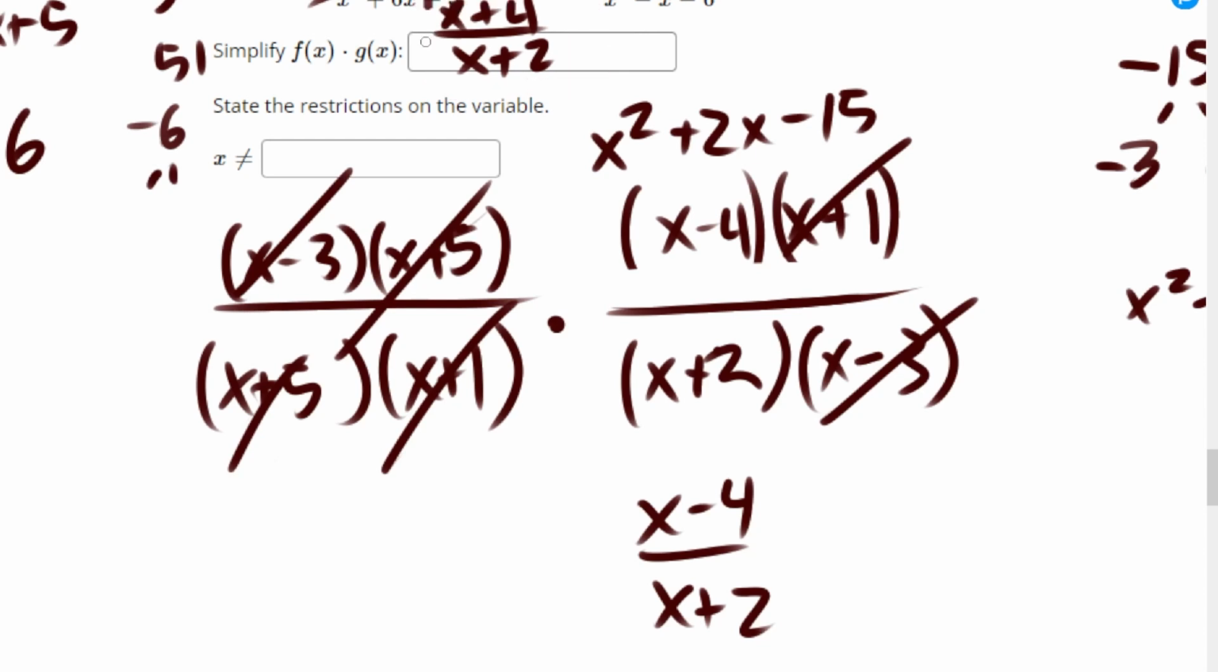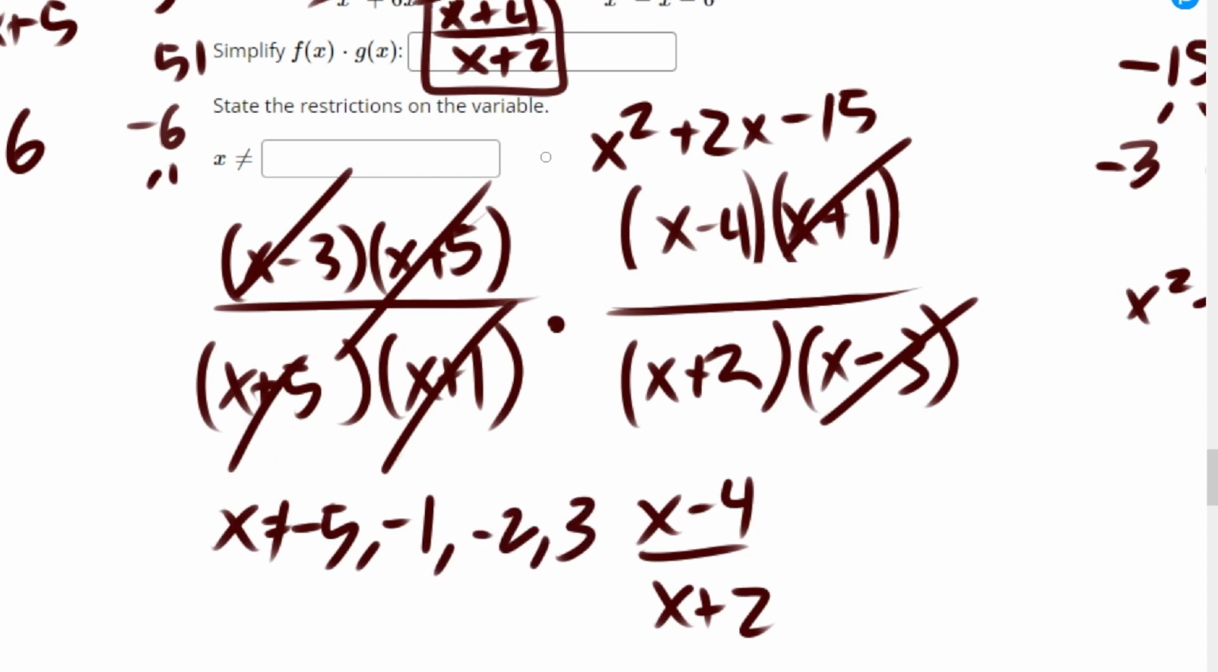But it was important because we know factoring. And then the restrictions, we look at our original graph. We know that x cannot equal negative 5. It can't equal negative 1. It can't equal negative 2. And it can't equal positive 3. So negative 5, negative 1, negative 2, positive 3.